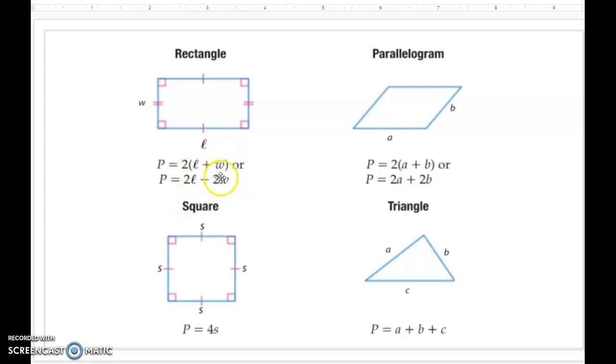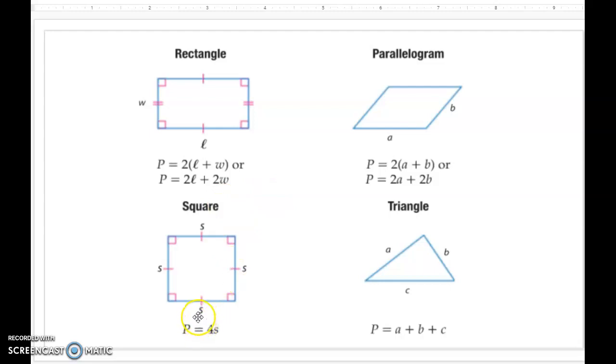These formulas are a nice shorthand way to help you figure out the perimeter without adding up 4 different numbers, without saying 2 plus 2 plus 3 plus 3. Okay? So these equations are a good thing to have written down in your notebook, and this will help you for your homework.